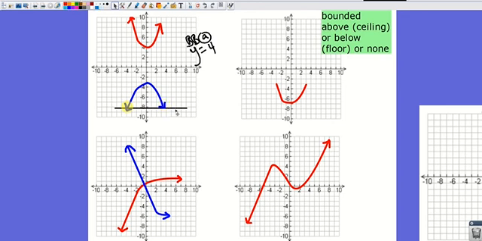So it's not bounded below because there's no floor. We can also ask ourselves, is it bounded above? Is it bounded above? The answer is yes, there's a ceiling. It never crosses the black. So in this case, we're going to say bounded above, bounded above at y equals -3, like that.